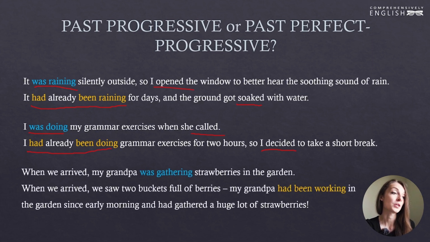When we arrived, my grandpa was gathering strawberries in the garden. And when we arrived, we saw 2 buckets full of berries. My grandpa had been working in the garden since early morning and had gathered a huge lot of strawberries. He was gathering at that moment when we arrived. And here we have an action that had been going on for a while before we arrived. And another action is in the past perfect tense that shows us the result. By the time we arrived, he had gathered a huge lot of strawberries, right?